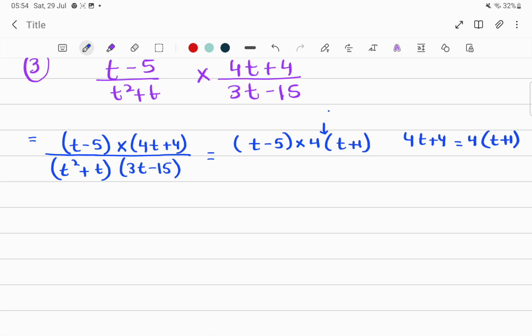Here what sign is given? It is always a multiplication. Okay. Divided by t square plus t. Now see, t square plus t, can you factorize?